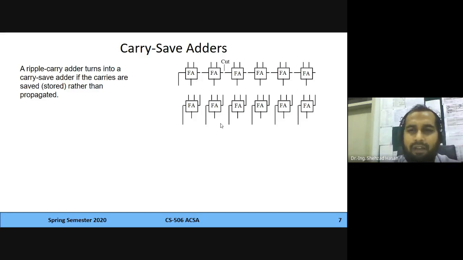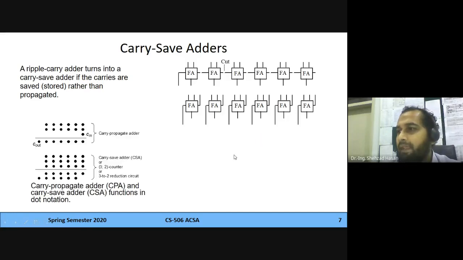So we have broken that ripple effect, and we are going to save them and use them at another level. Another level means that the result of this would be used with the next full adder at this point. So I'm going to come to that. Okay. At the end, what you need is a carry propagate adder to finally get your results, right? So carry save adder is sometimes also called a 3-2 counter or 3-2 reduction circuit.